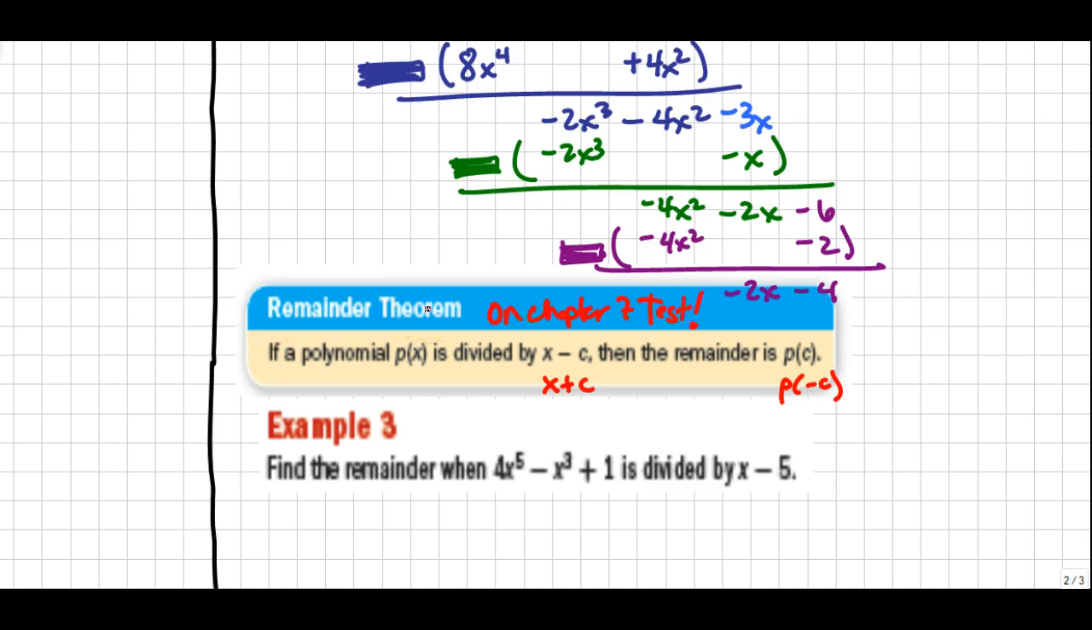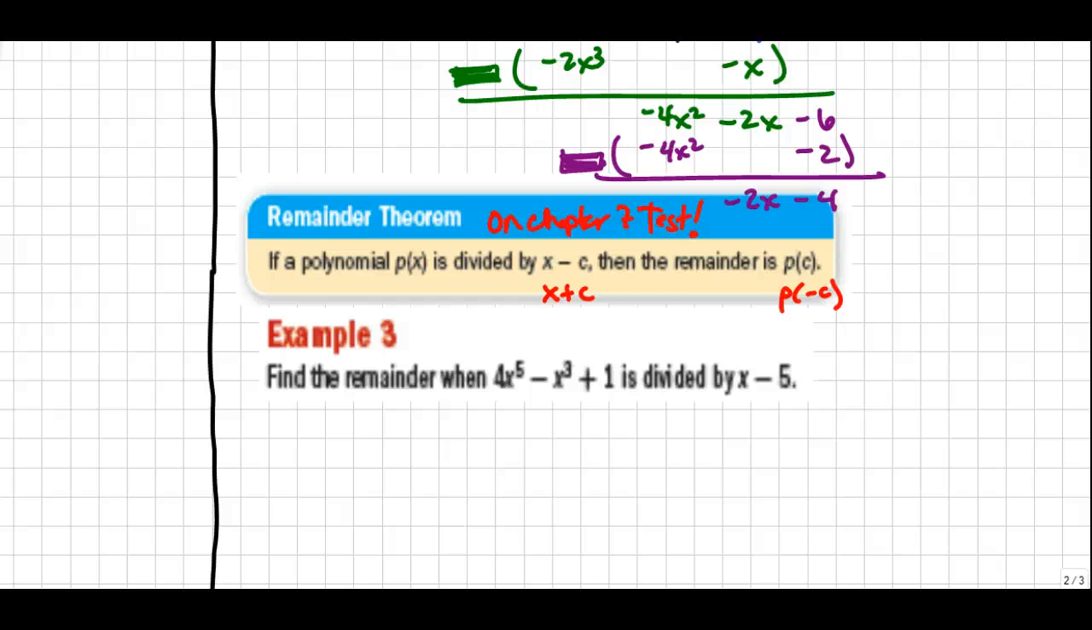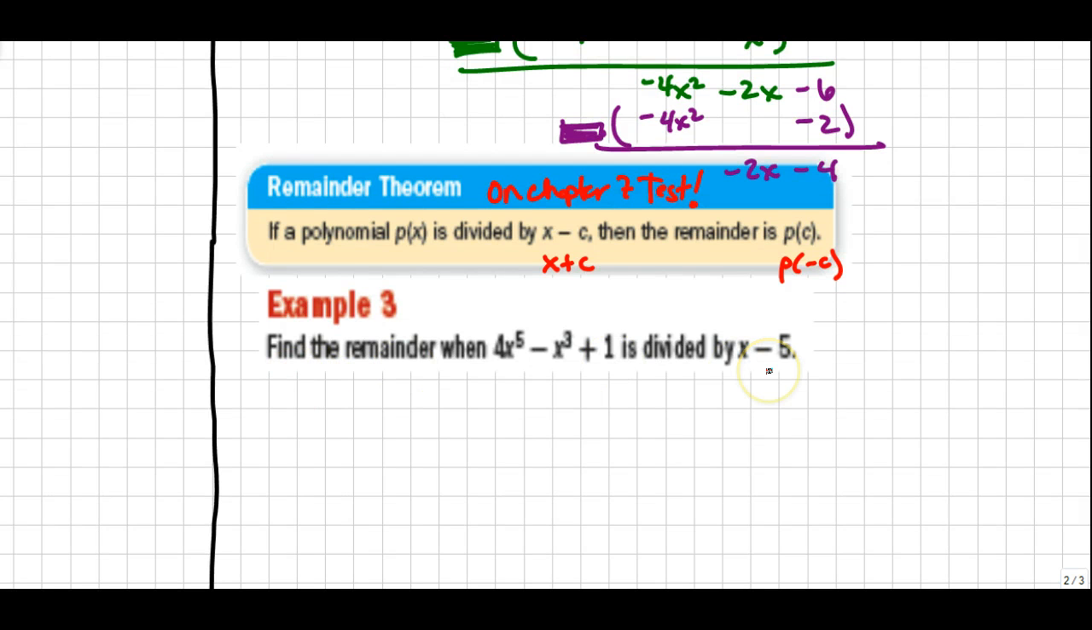The remainder theorem is a shortcut. It's a way of finding the remainder without having to do the full division. So let's try it with this example. Since I'm dividing by just a plain x plus or minus a number, I'm going to fill in that number into the polynomial, and I'm going to calculate. Keep in mind here, are we going to fill in a 5 or a negative 5? Yes, we're going to fill in a 5. So I'm going to say 4 times 5 to the 5th minus 5 cubed plus 1.